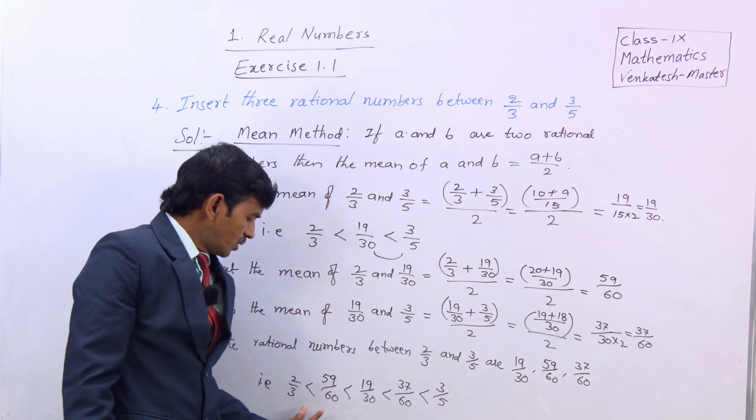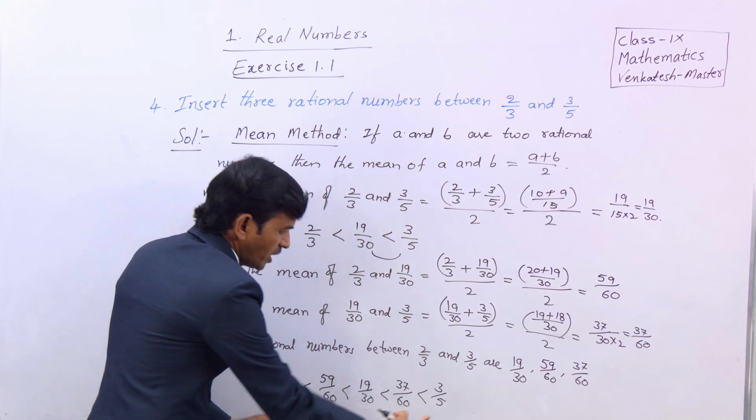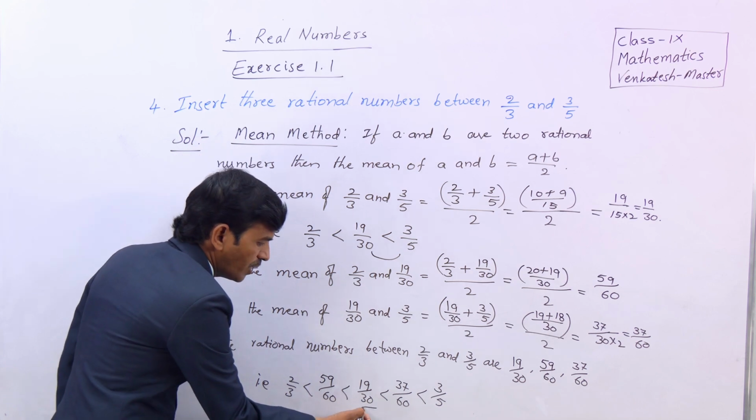So here if you observe, first we found the average of 2 by 3 and 3 by 5. We got the middlemost value.